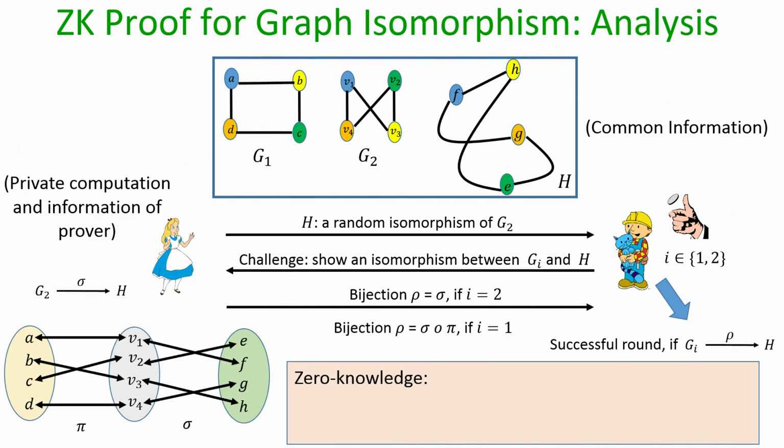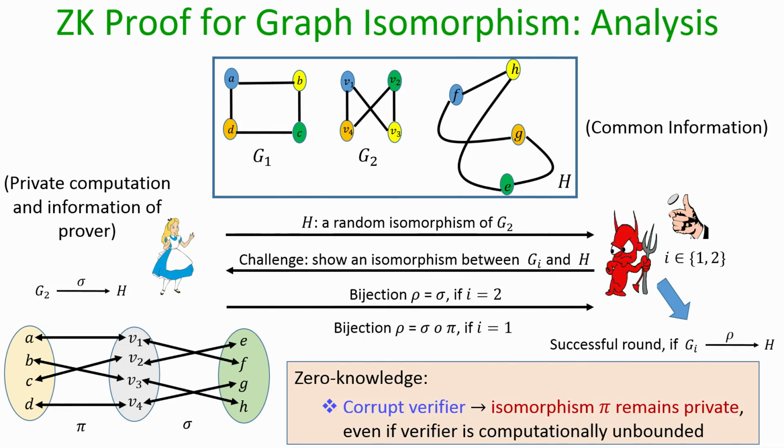Now, let us try to understand the zero knowledge property here. Remember, for zero knowledge we have to consider the case where Alice is honest and Bob, the verifier, is corrupt, and the goal of the corrupt verifier is to analyze the protocol transcript and learn the secret permutation pi which maps the graph G1 to graph G2, namely the isomorphism between the graph G1 and G2.